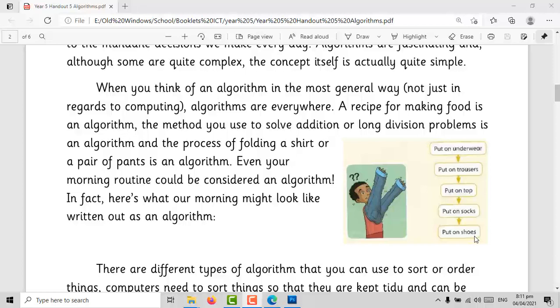Here is a question. Can you put on your shoes before you put on your socks? Is that possible? That is a very important thing about algorithms. Every step has to be done in order. We cannot do one before the other. So that is how algorithms are very important in our lives.